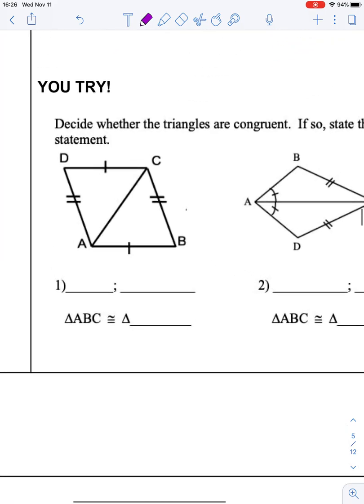So let's look at some examples. Remember, we look and mark everything we know. So anything that's not marked. So I've got 3 sides that are marked.